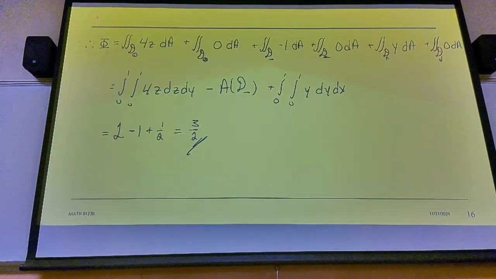Questions on flux and surface integrals? We meet one day next week, Tuesday. On Tuesday, we start the climax. We look at Green's theorem.